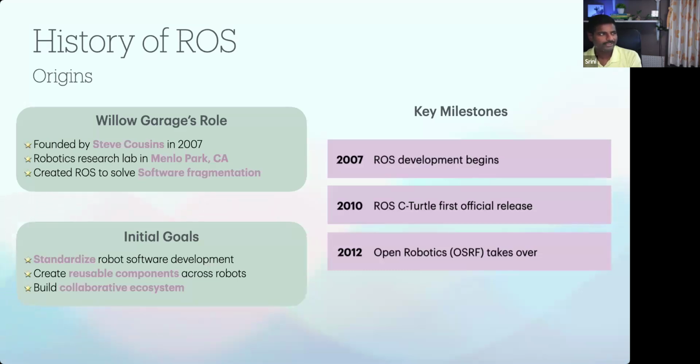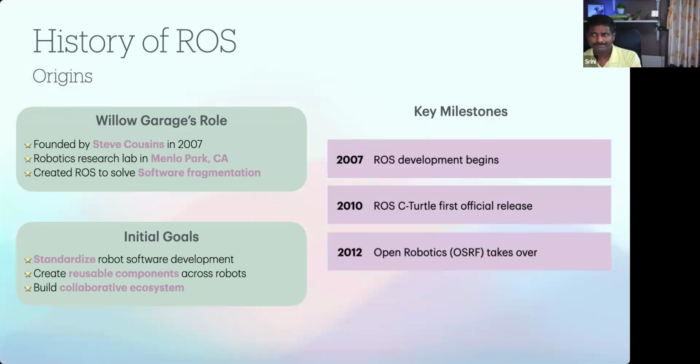So a bit of the background. So origins, ROS was founded in 2007 by Willow Garage, and their initial goal was to standardize the robot software, create reusable components, and build a collaborative ecosystem, which I think they did accomplish. And then these are other key milestones. ROS development began in 2007. In 2010, the first official release happened.